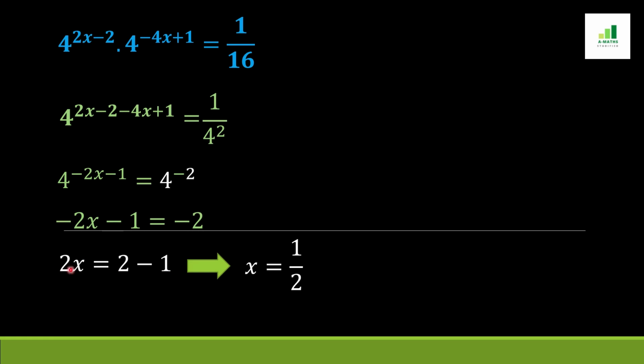Same, but this 2 will go to the other side of the equation, because our purpose is to leave x alone on one side of the equation. So this 2 will go to the other side, but here it is in multiplication; to the other side of the equation it will be in division. So our value of x is 1 over 2.